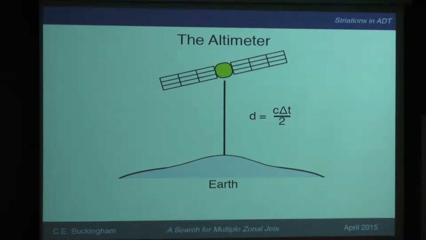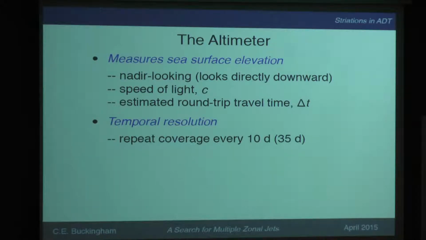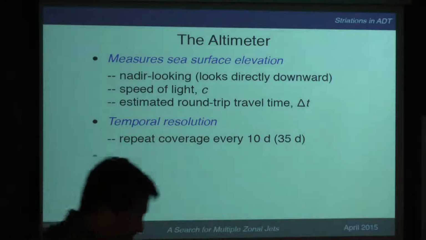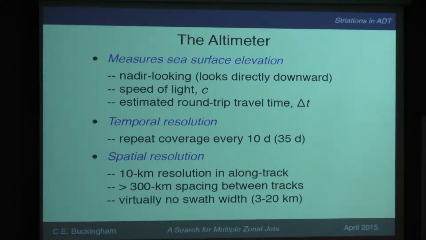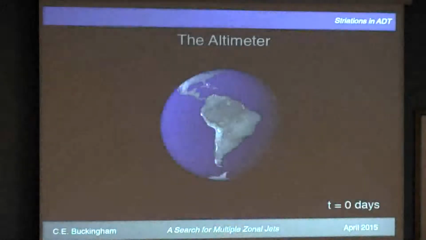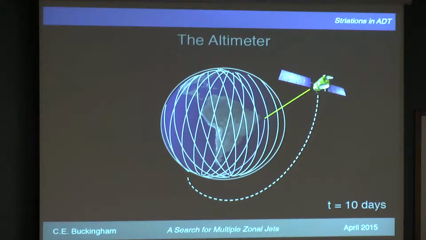So in reality, the Earth is not flat, and that's the signal of interest, this sea surface height elevation. So this altimeter can measure sea surface height. The temporal resolution for US satellites is a 10-day repeat orbit time, but for European satellites, it's 35. The spatial resolution is about 10 kilometers in the along-track direction, but greater than 300 kilometers between tracks. And there's virtually no swath width to the data. In a few hours, the altimeter orbits the Earth like this, but over a 10-day cycle, it might make a pattern very similar to this.